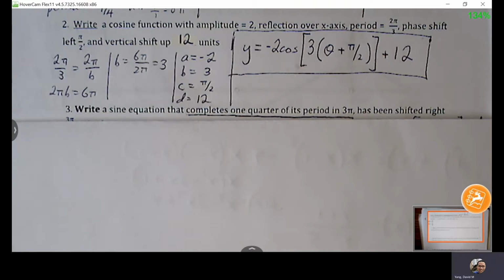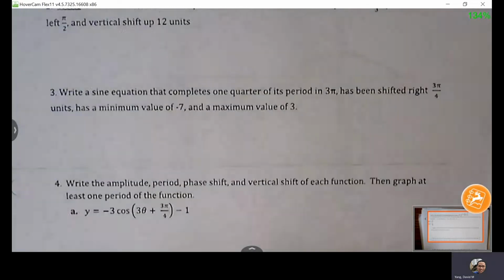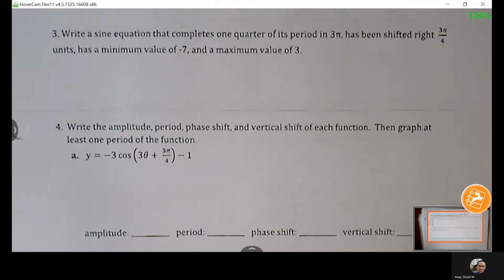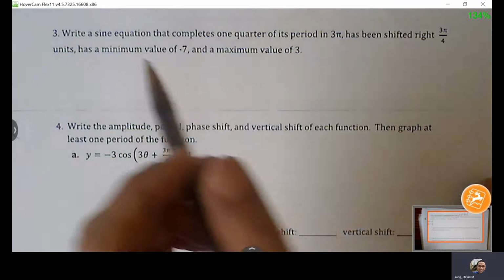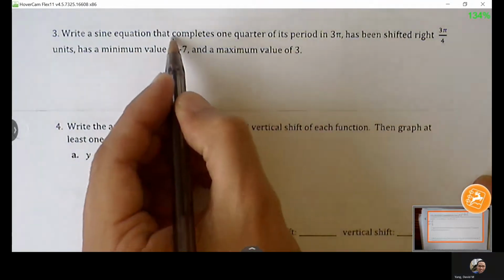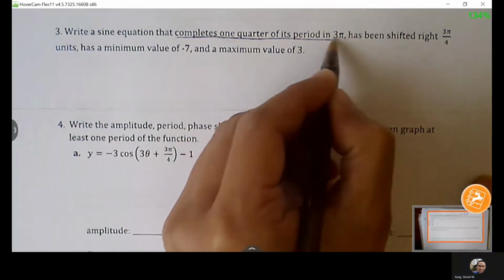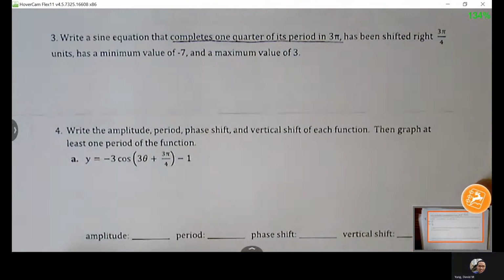Any questions? Okay, number 3. Does anybody still need to look at number 2? Okay, write a sine function that completes 1/4 of its period in 3 pi.